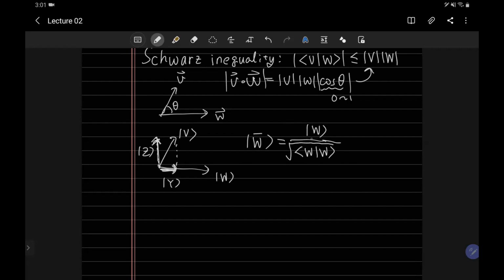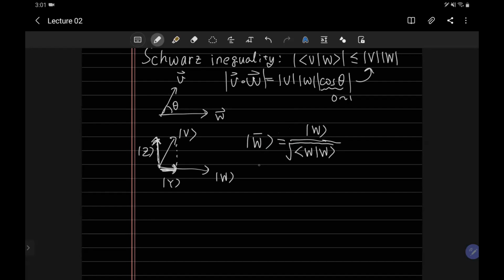With this definition, the length of this vector will be 1, and the vector is still parallel to the original. So this is the unit vector along the vector w.